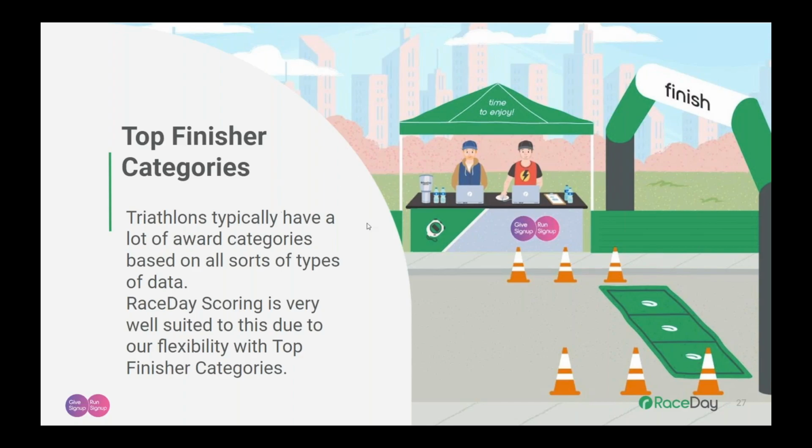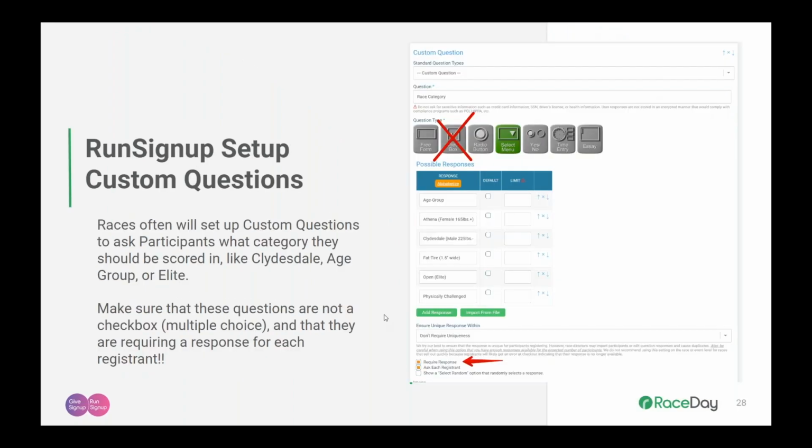So, top finisher categories. Tris have a lot of weird categories. And when I say weird, I mean you're rarely going to a running event and having to deal with Clydesdales, Athenas, novices, collegiates, opens, elites, things like that. Now some of you might have military divisions in your running events or first responder, and so you're used to this. But for those of you that aren't, there's a really neat trick within RaceDay scoring to handle top finisher categories.